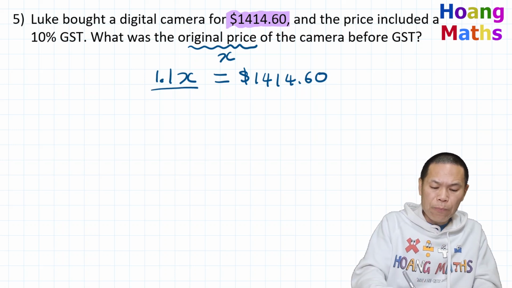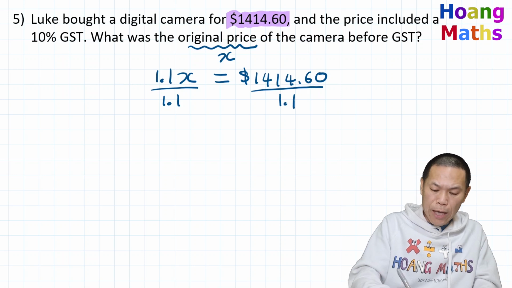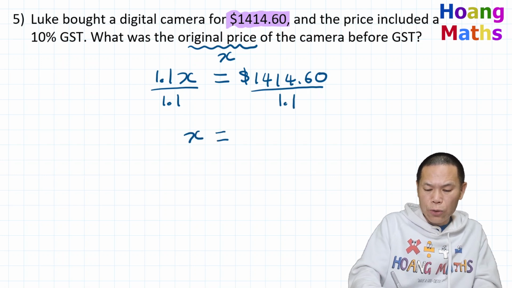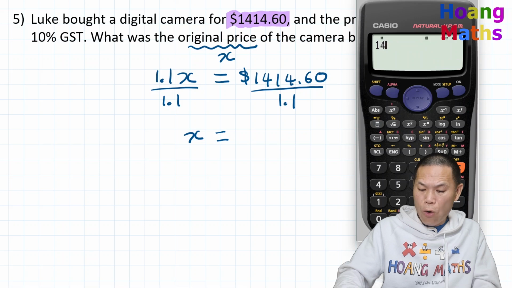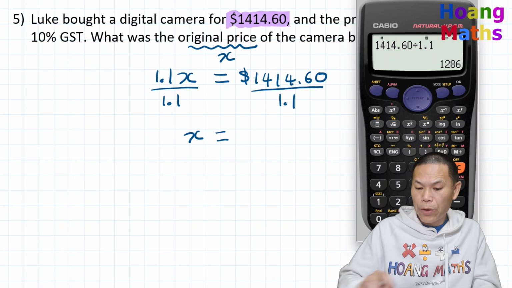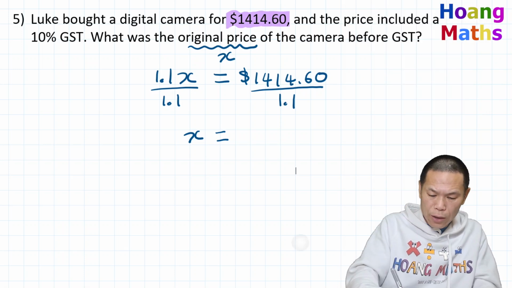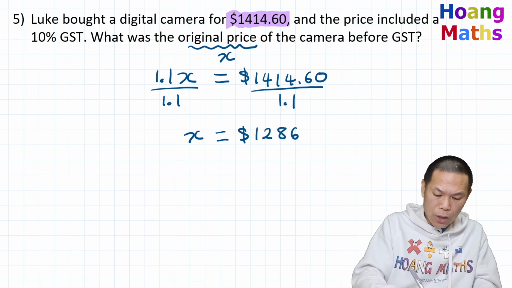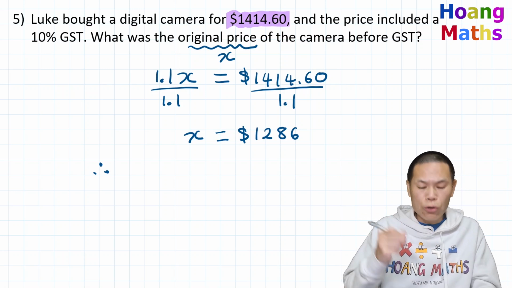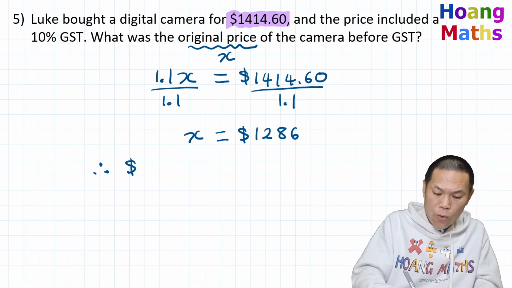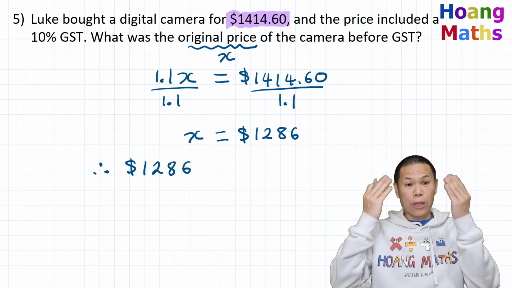So I divide this by 1.1, and I divide this by 1.1. And therefore, X is equal to 1414.60 divided by 1.1. There you go, $1,286. So therefore, the original price was $1,286. There you go.